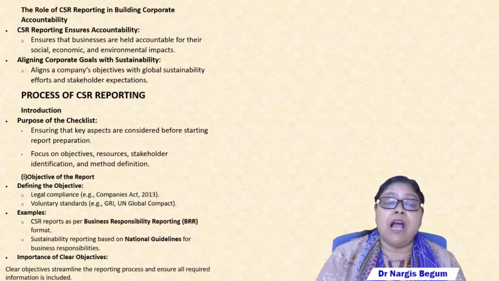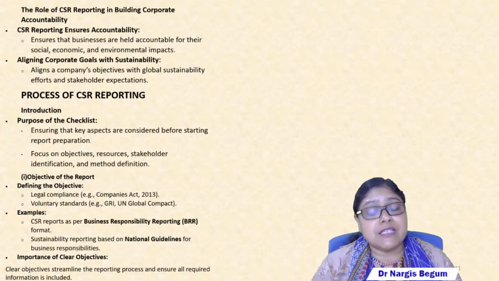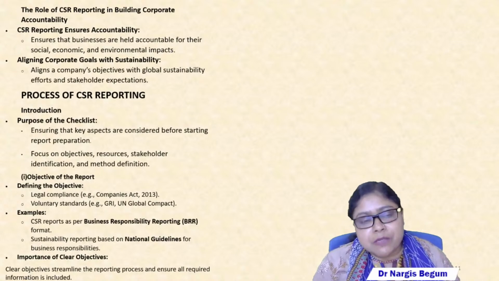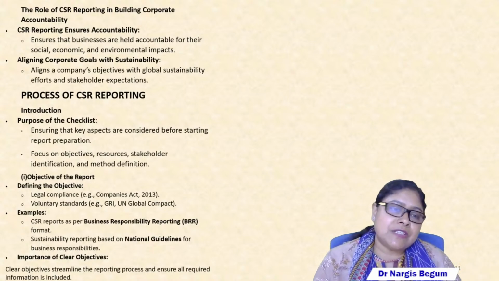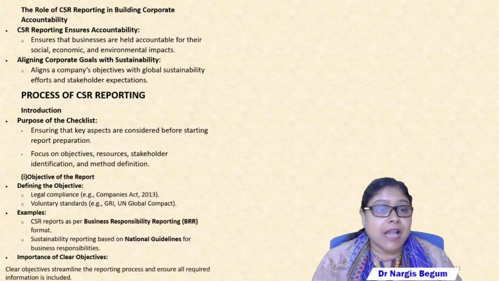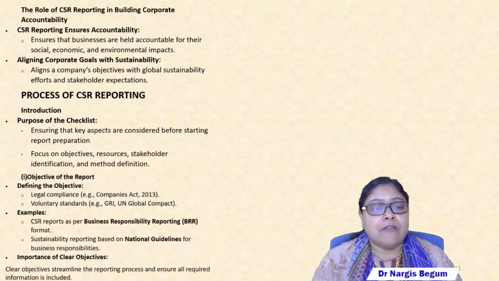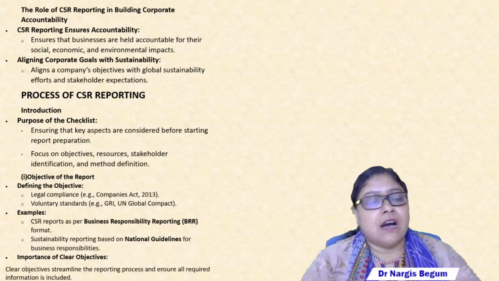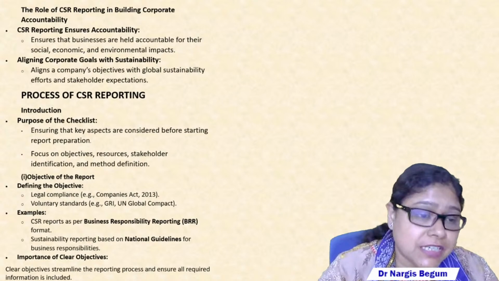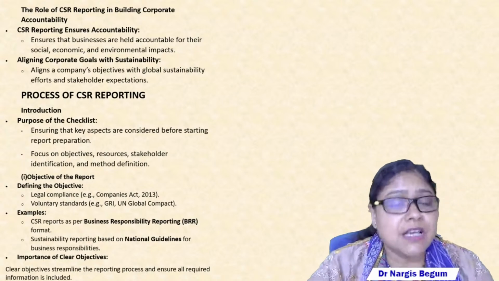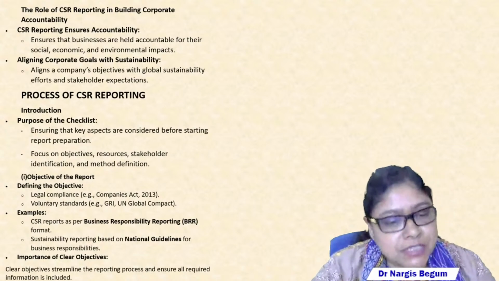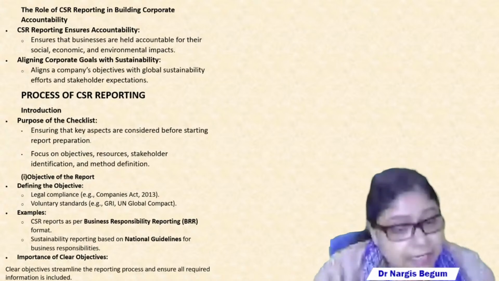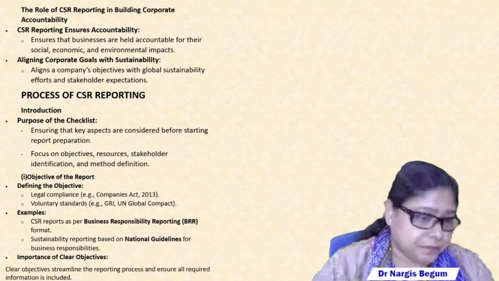Now comes the concept of how this process of CSR reporting is done. We understood that CSR reporting is very much required for the sustainability of businesses, and if we go for CSR reporting, transparency is maintained. This transparency will strengthen our position in the market. Now, how is CSR reporting done? First and foremost is the purpose of the checklist. We should ensure the key aspects are considered before starting report preparation. There should be focus on objectives, resources, stakeholder identification, and method definition.